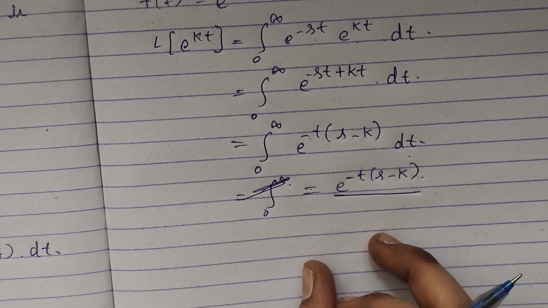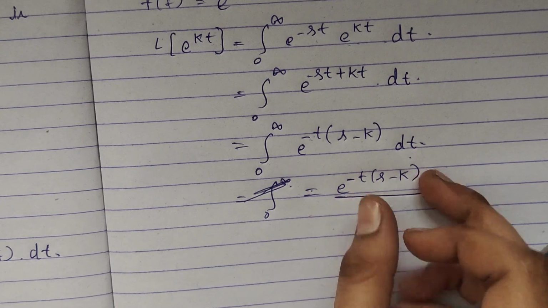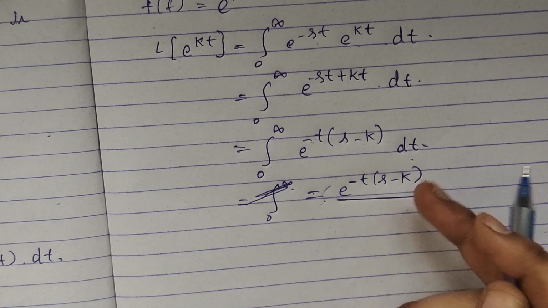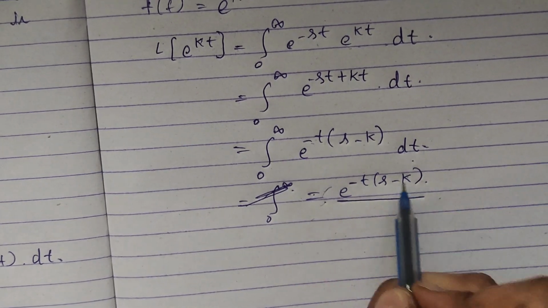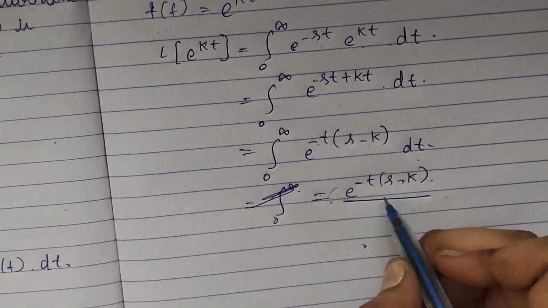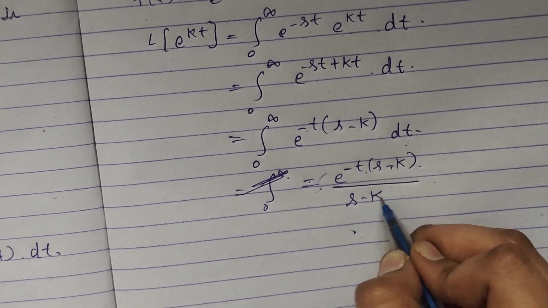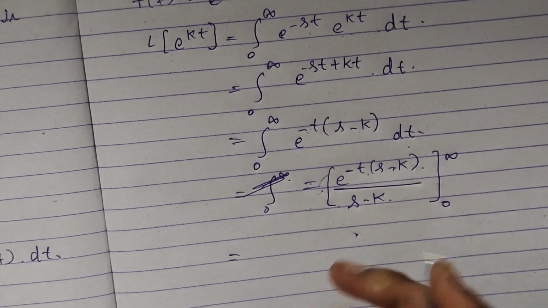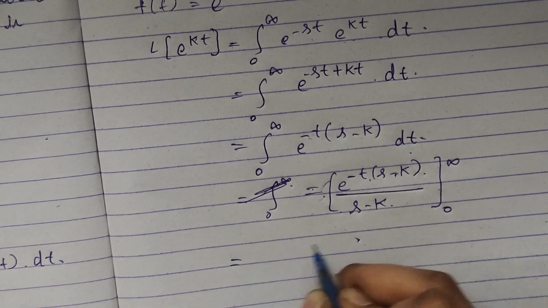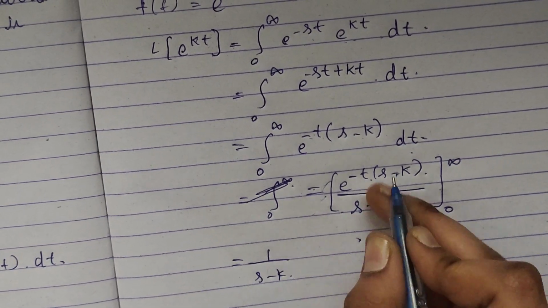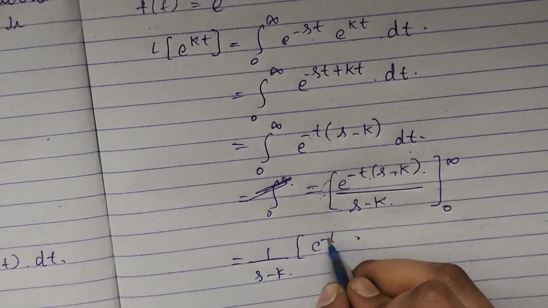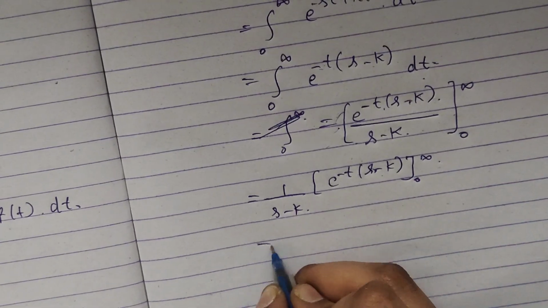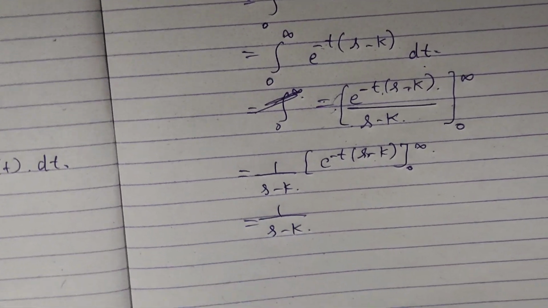While we are differentiating, we put the coefficient in front of the exponential form. When we are integrating the function, we have to put the coefficient in the denominator. So here the coefficient is s minus k, integration 0 to infinity. After this integration we have to put in the limits and solve. I take the common 1 divided by s minus k, and the remaining part is e power minus t of s minus k from 0 to infinity.